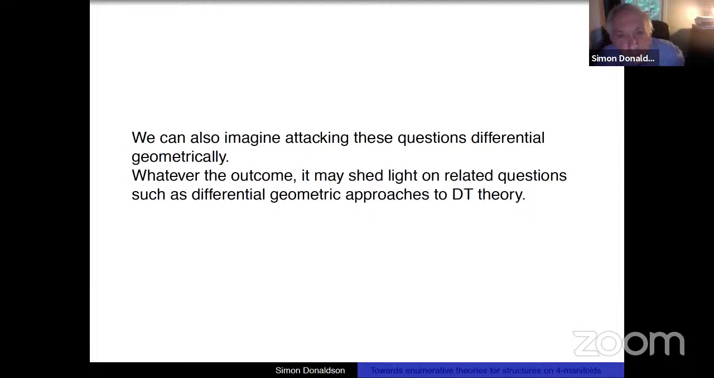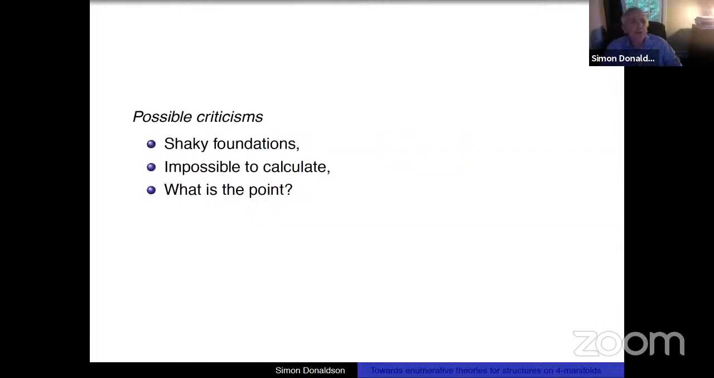So whatever the outcome, I think it's interesting. In other situations, for example in what's called DT theory, there's interest in trying to understand the relation between differential geometric and algebraic geometric approaches. So if there is some fundamental difficulty in producing a perfect obstruction theory or whatever, then it will be interesting to understand that in connection with these more general questions. So I want to emphasize that we don't have this theory. This is the proposal.